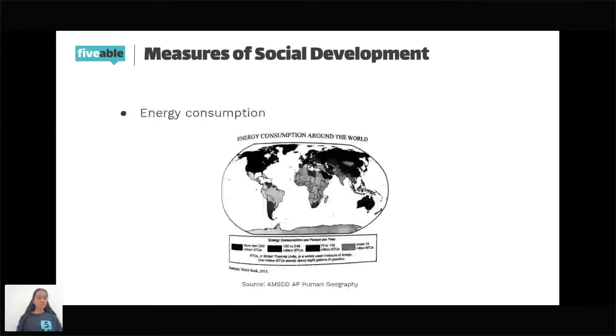So the last measure of social development, I just wanted you guys to look at this graph. It shows that developed countries consume a lot more energy and resources than developing countries. Basically all countries in the world heavily rely on fossil fuels, but developed countries use more renewable energy sources. So they have more money to implement infrastructure like solar power, windmills, and the things that produce hydroelectric power. Sorry, I forgot the name.